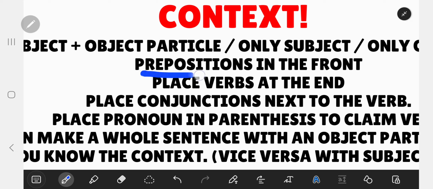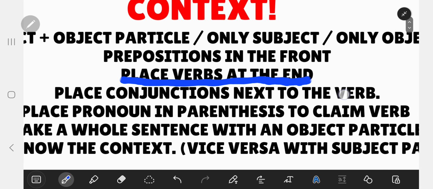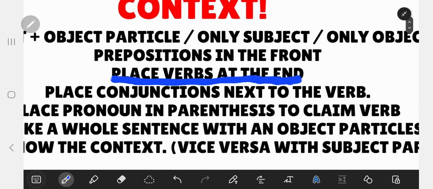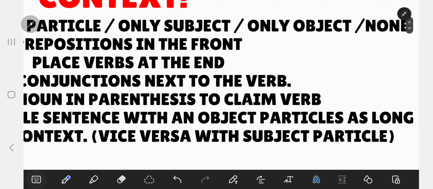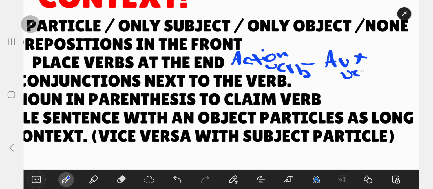Now remember, we have to put the prepositions in front of the word it belongs to. I think we all know that. And then we have to place the verbs at the end. And remember, if it's an action verb, then you'll place the action verb first, and then the aux verb. Excuse me, this is way too big. If there is an aux verb, then it should be like this: action verb, and then aux verb. We know that, so the aux verb is always at the end.